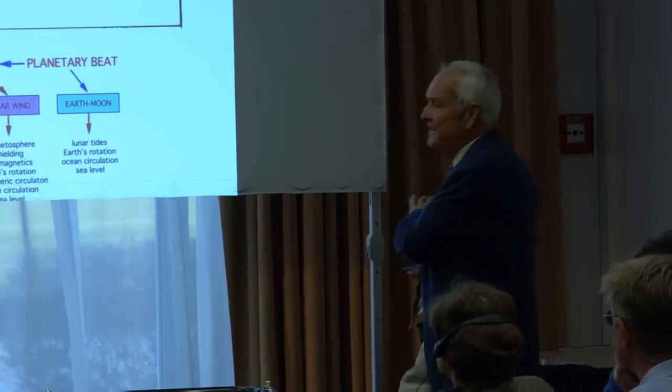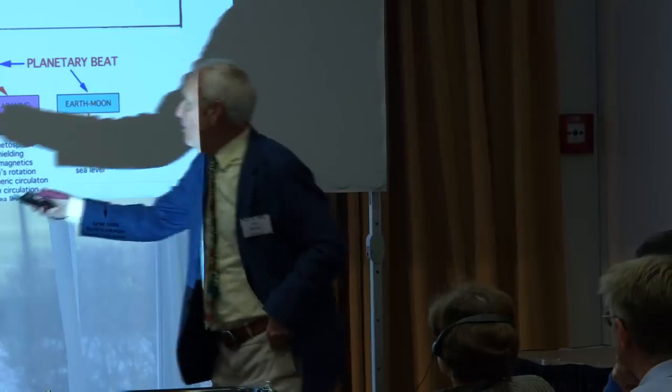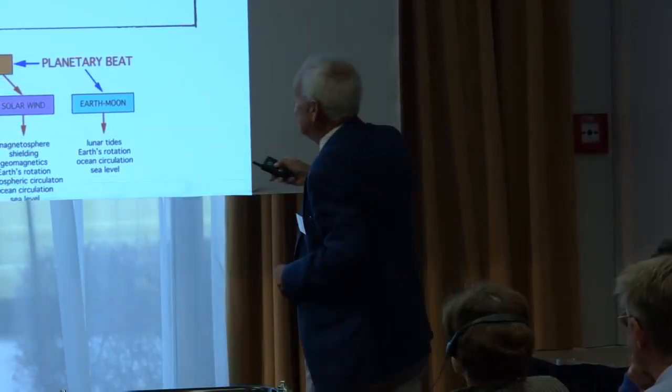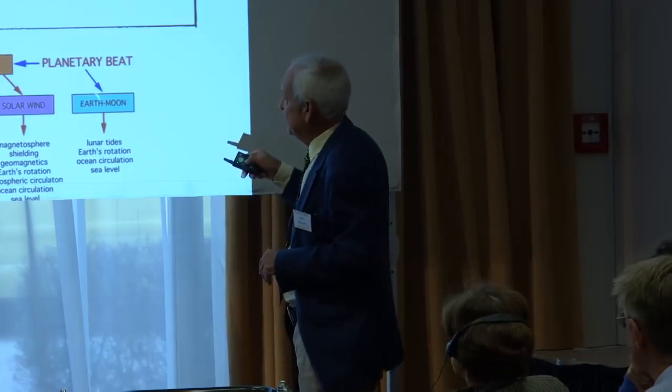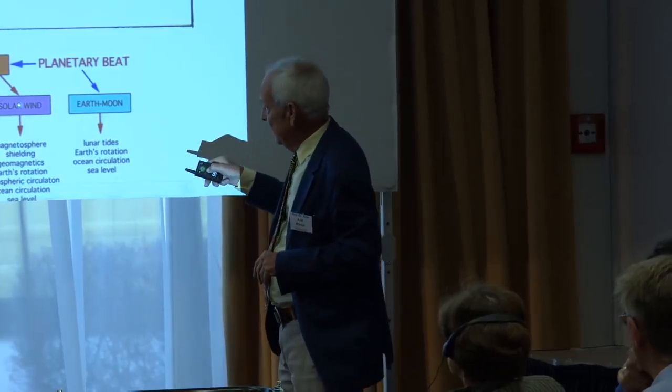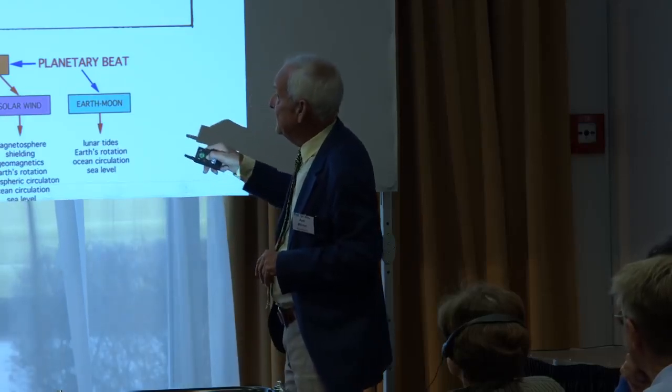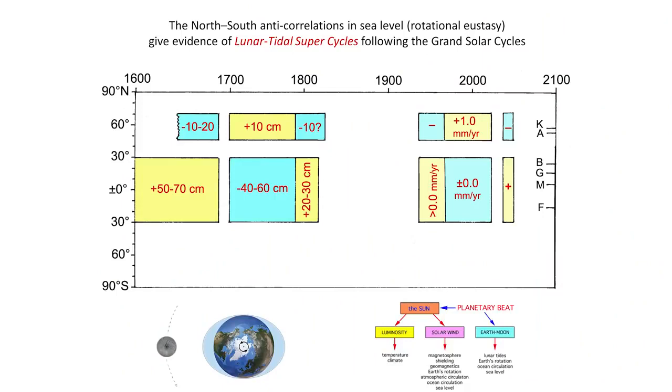But how can they be driven? Only by this tidal system. Only if the planets beat on the sun at the same time as the moon and the Earth-Moon system and the sun. And the sun, the solar winds, goes into the magnetic shielding, geomagnetic Earth rotation, which is the driving force for atmospheric circulation, ocean circulation, and of course sea level. And the same here: Earth rotation, ocean circulation, and sea level.